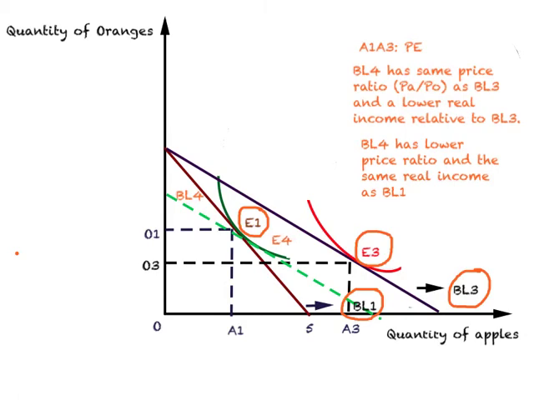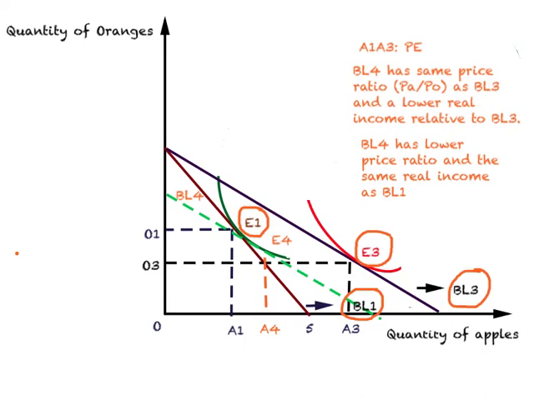Now what we do next is we drop this E4, or this equilibrium point 4, to the horizontal axis. How many apples would this person consume if we had this green budget line, which we have called BL4? It will be OA4.